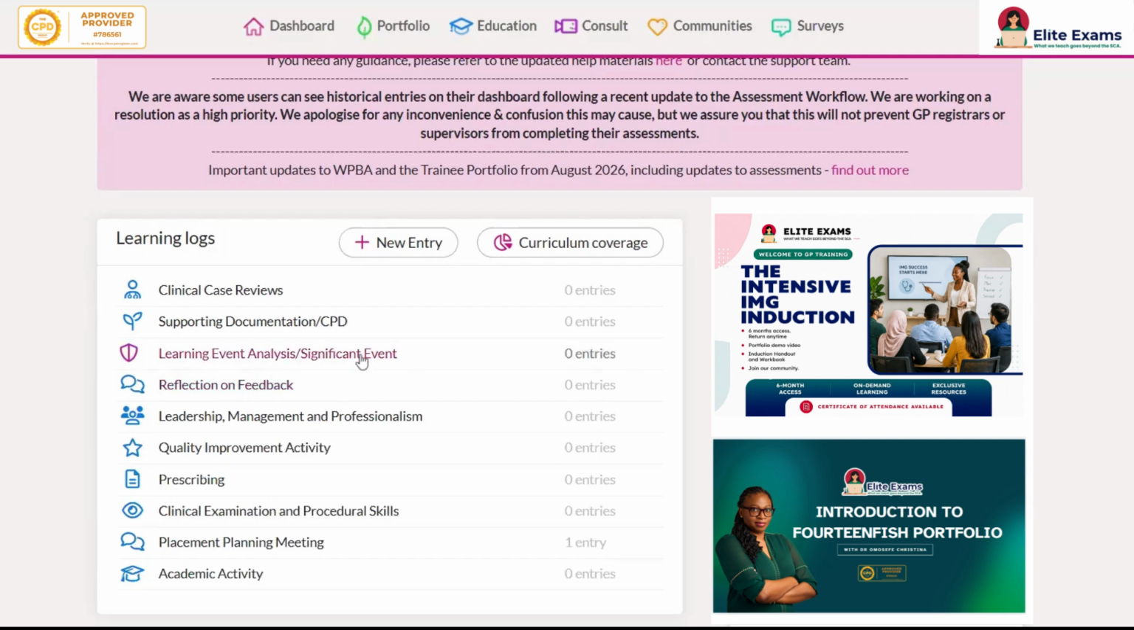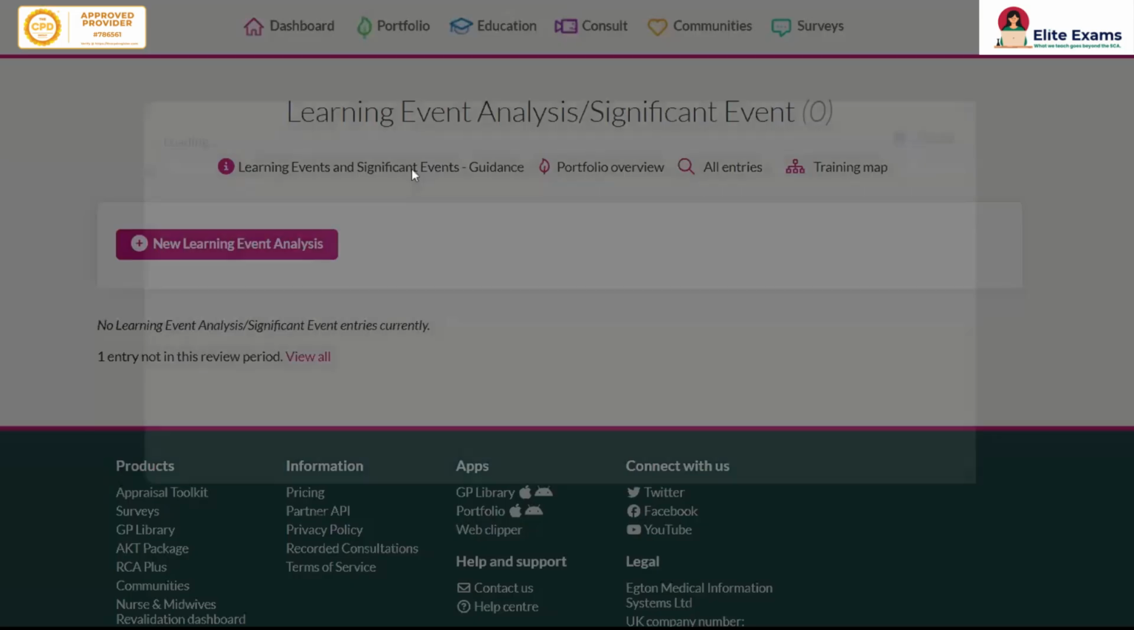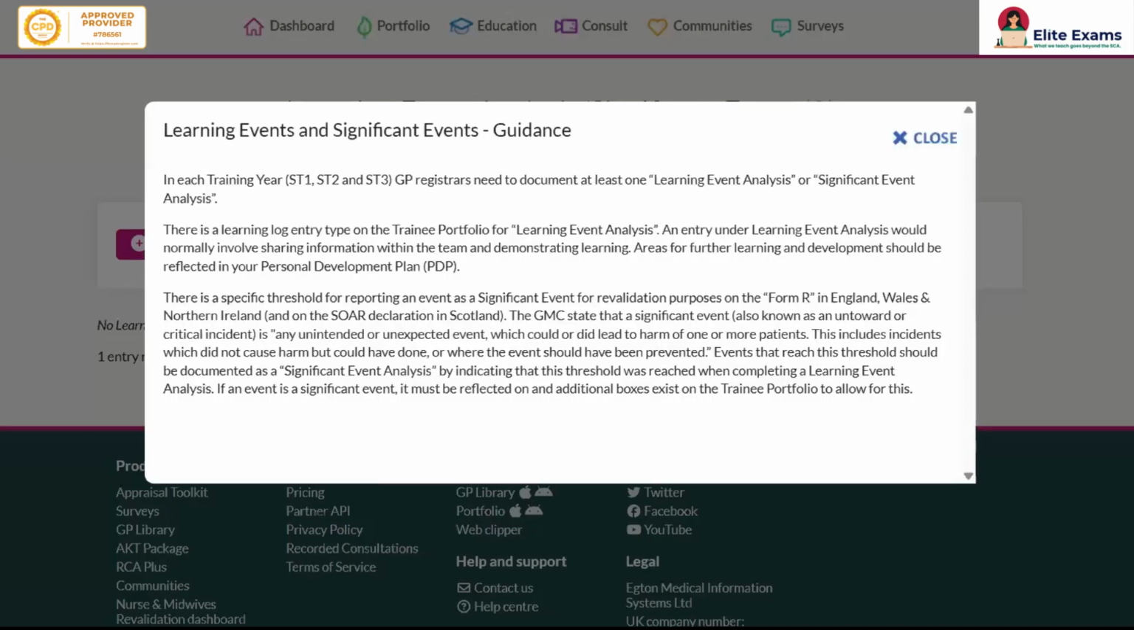So going to learning event analysis, you need one learning event analysis or significant event analysis per year. Learning event analysis is anything that happened that did not lead to a harm to the patient. See it here: in each training year, you need to document one learning event analysis or one significant event analysis. It is one per training year.